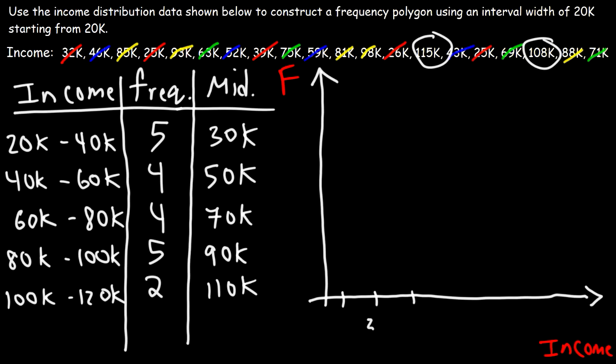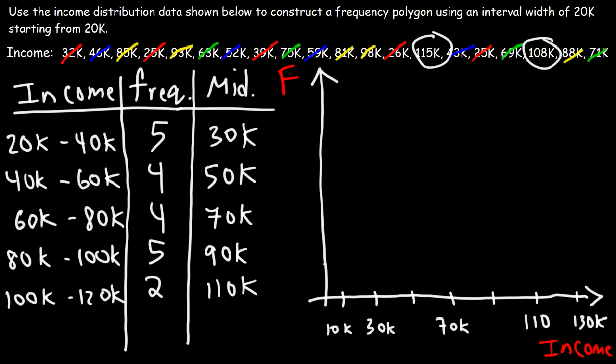So this is going to be 30k, and then 50, and then 70k, and then 90, and then 110k. Now, we need a value below our lowest midpoint value, and one above our highest midpoint value. So this will correspond to 10k, and this will correspond to 130k when constructing a frequency polygon. And we'll talk about why in a minute.